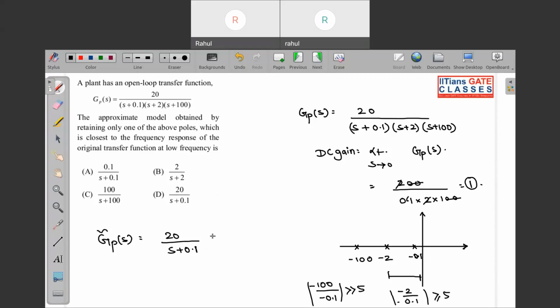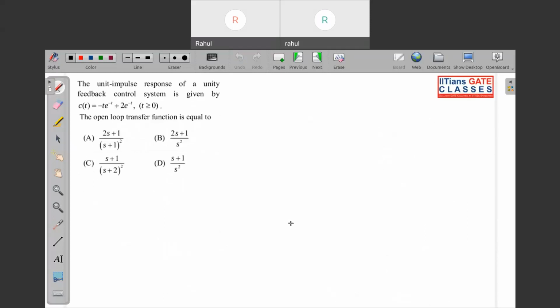But when we do this, you can see over here that our DC gain becomes 200. So what we can do, we can divide it by 200, so that the DC gain becomes 1. So now if we do this, this gets cancelled, and over here this will be 10. So your approximated transfer function is 1 by (10 s plus 1)... that is, 0.1 by (s plus 0.1). Option A is your correct answer. So next question is this, very quickly calculate this one.